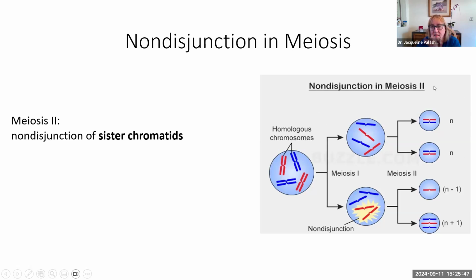And so all of these cells over here are going to be normal. And with non-disjunction happening in this cell in meiosis 2, the red ones are going to split up normally, but here, both of the blue ones are going to go to one cell. And so when non-disjunction happens in meiosis 2, we end up with 2 cells that are normal, 1 cell that is missing a chromosome, and 1 cell that has an extra chromosome. And that's because in meiosis 2, the non-disjunction occurs between sister chromatids.